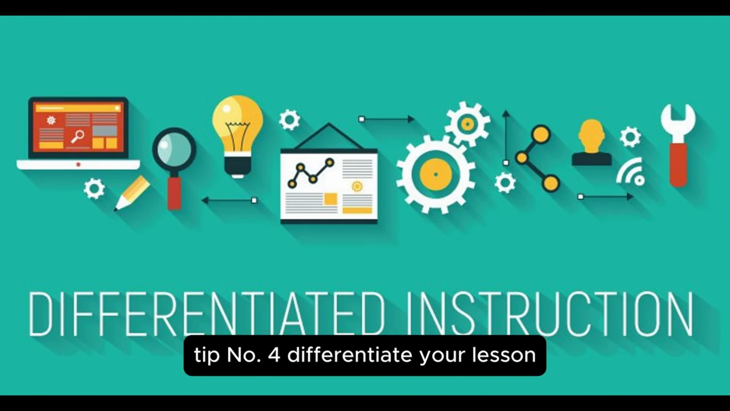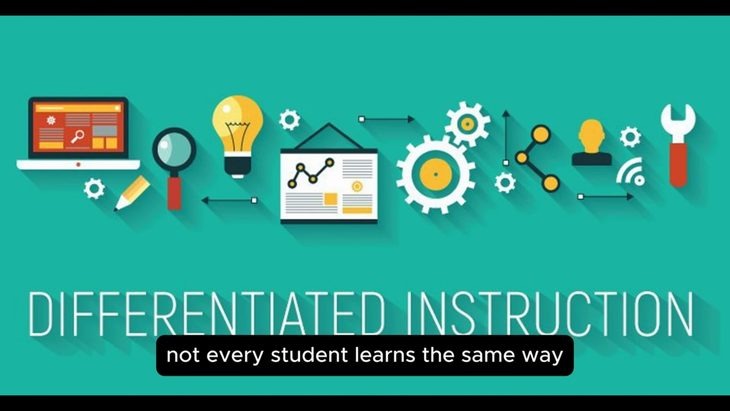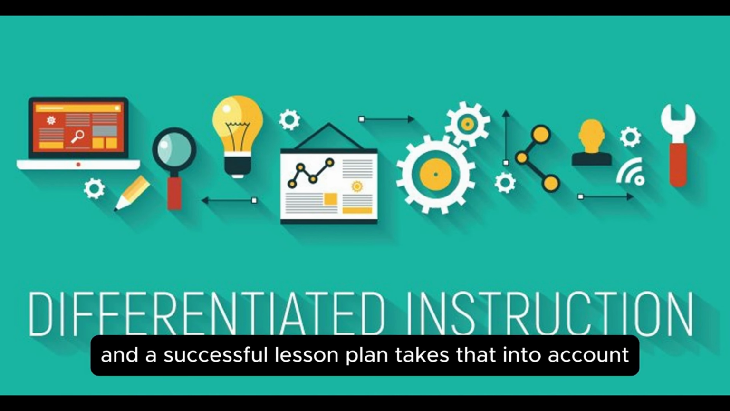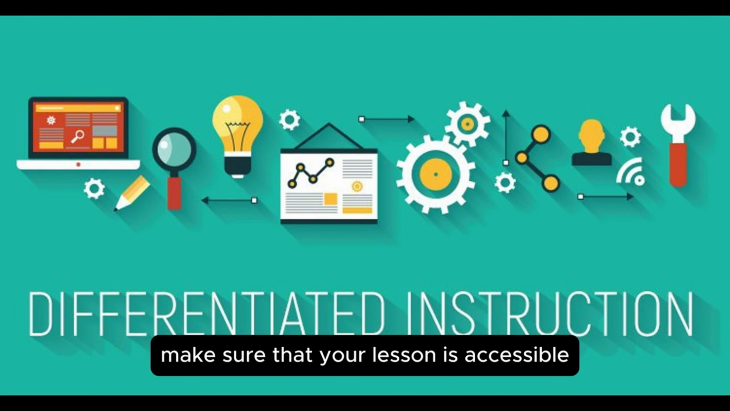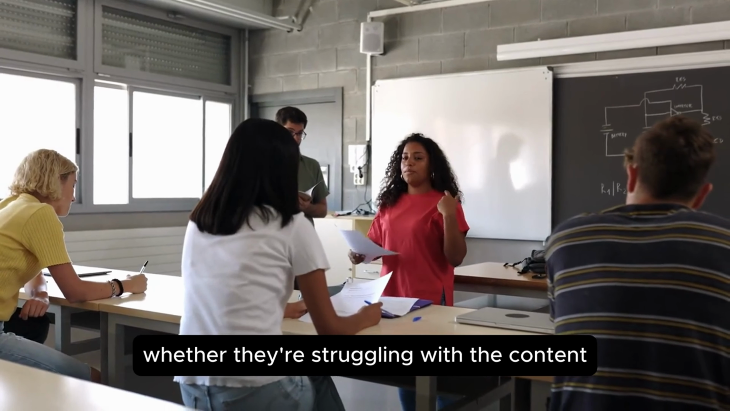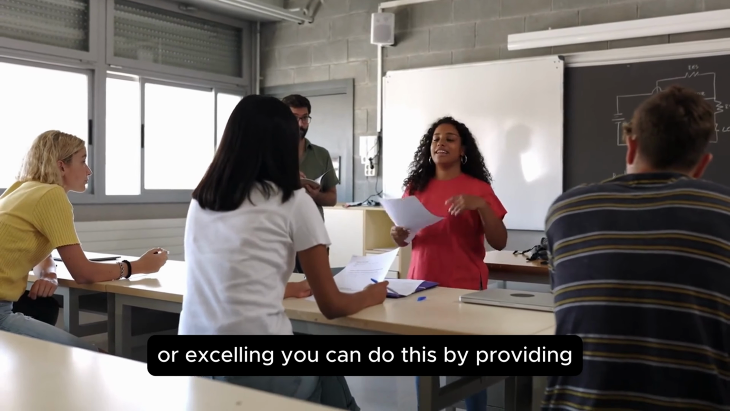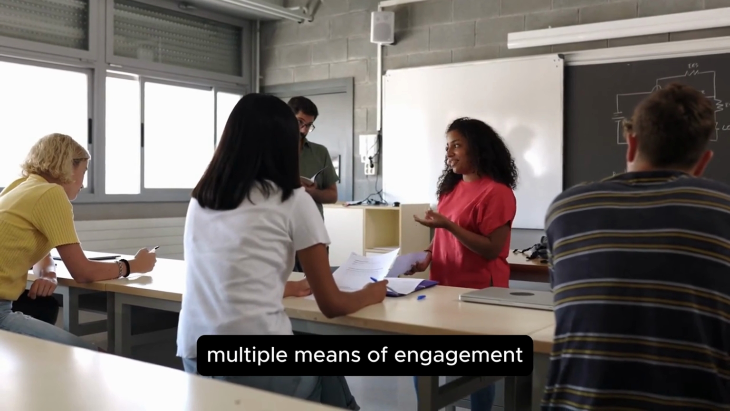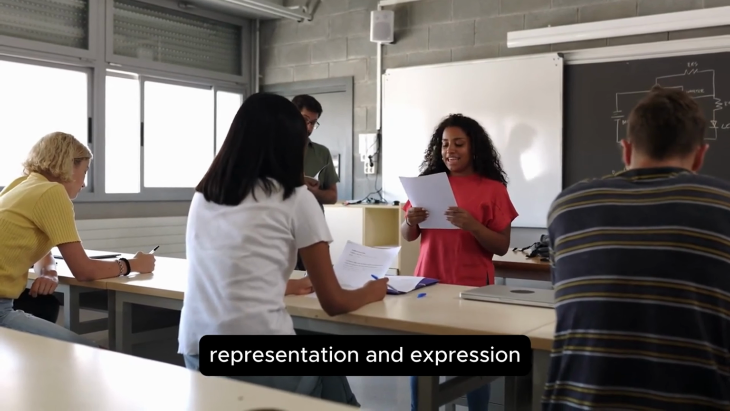Tip number 4, differentiate your lesson. Not every student learns the same way, and a successful lesson plan takes that into account. Make sure that your lesson is accessible to all learners, whether they're struggling with the content or excelling. You can do this by providing multiple means of engagement, representation, and expression.